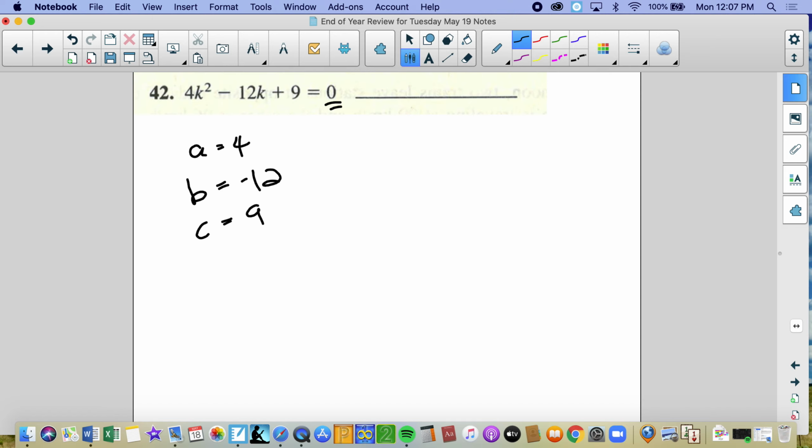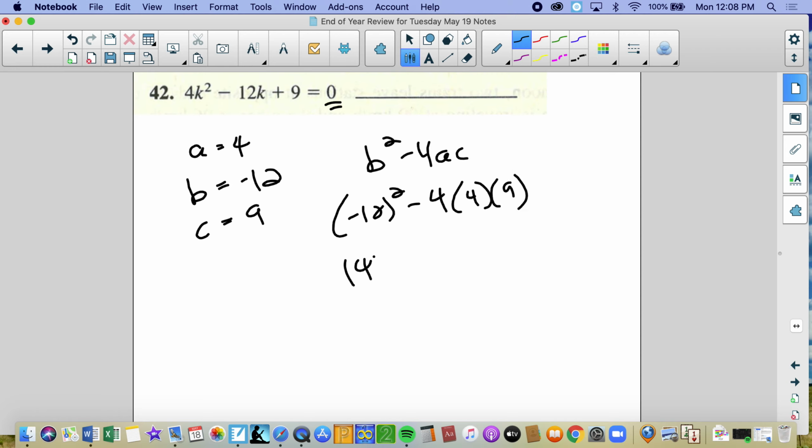All right. So now let's go back. We've got b squared minus 4ac. b is -12, quantity squared, minus 4 times 9 times 16, which is 144 minus 144 gives me 0. So how many solutions? We're going to get one solution.